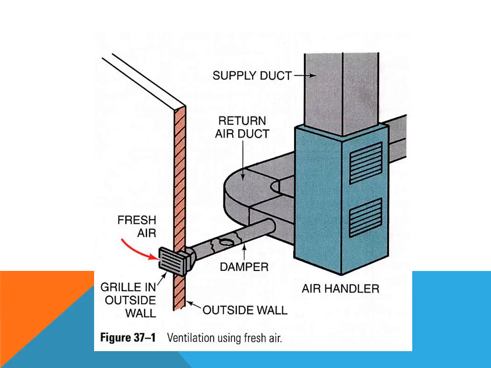Here's an example of how we do that, where we could bring air in through a duct that is outdoors, have a grill to filter out any debris, but run that into the return duct, and through that course, we can actually make the house normally have a controlled amount of air changes.